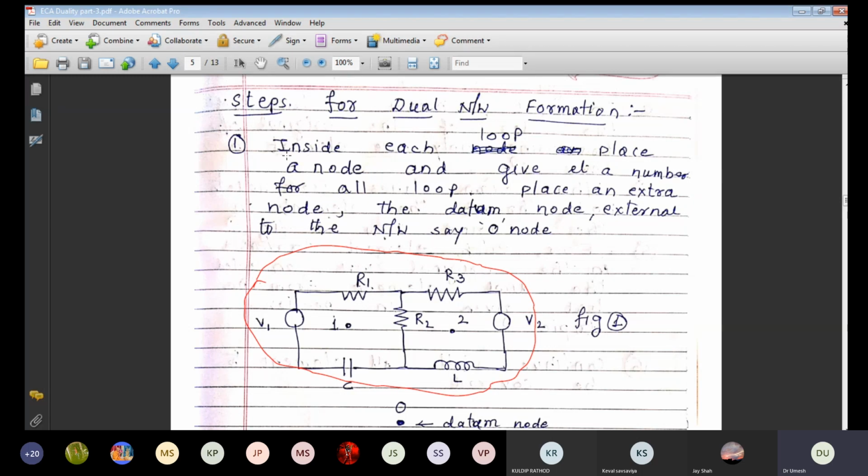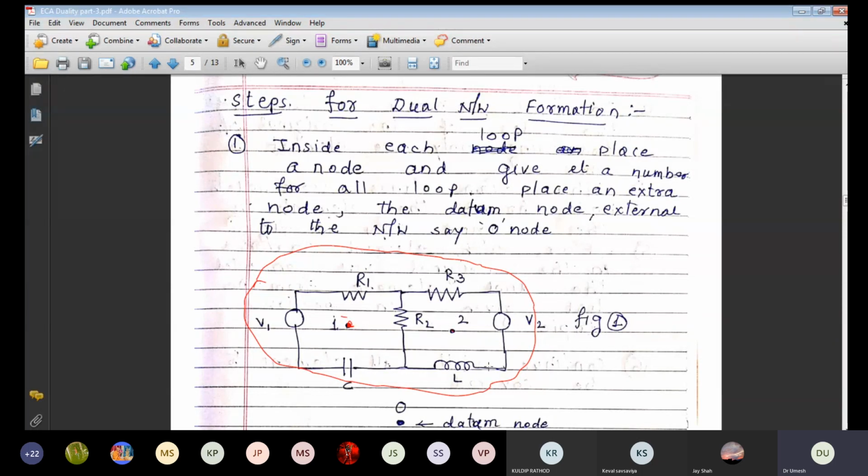So the first step is that you have to put a node inside each loop, place a node and give its number for all loops. Suppose we have 1, 2. How many loops do we have? 2. One loop and second loop. So I put one dot here, that is the first dot, and I have given it the name 1. The second dot I am giving the name 2.